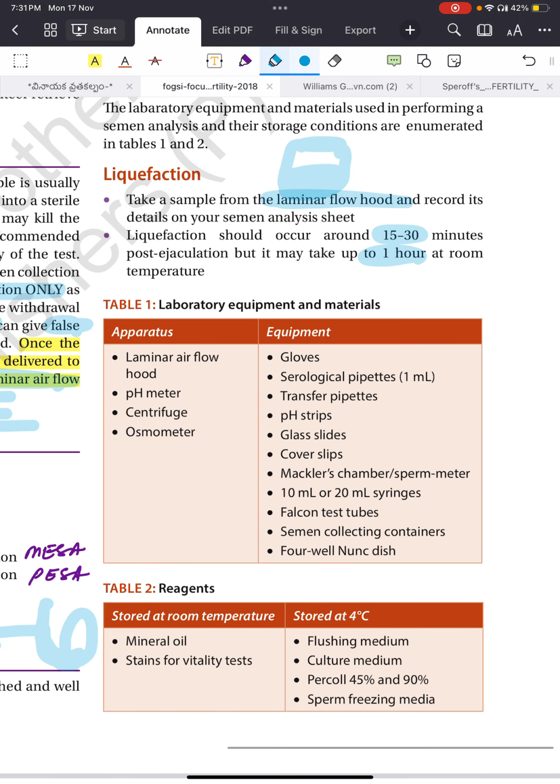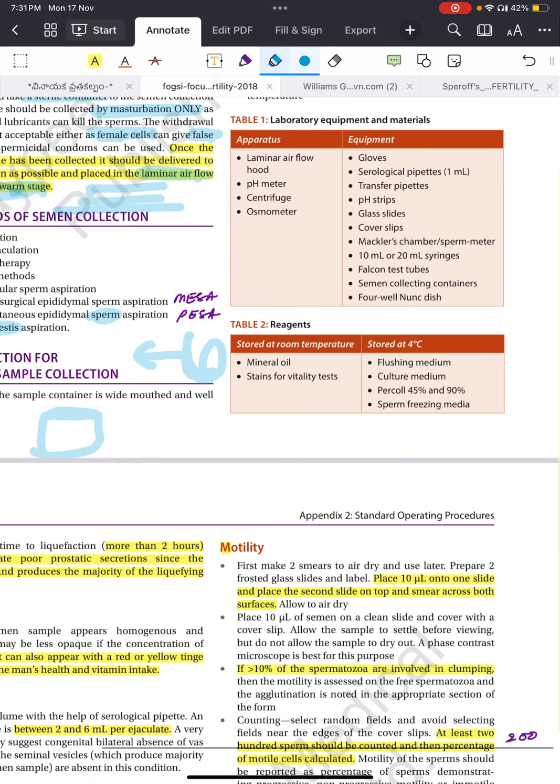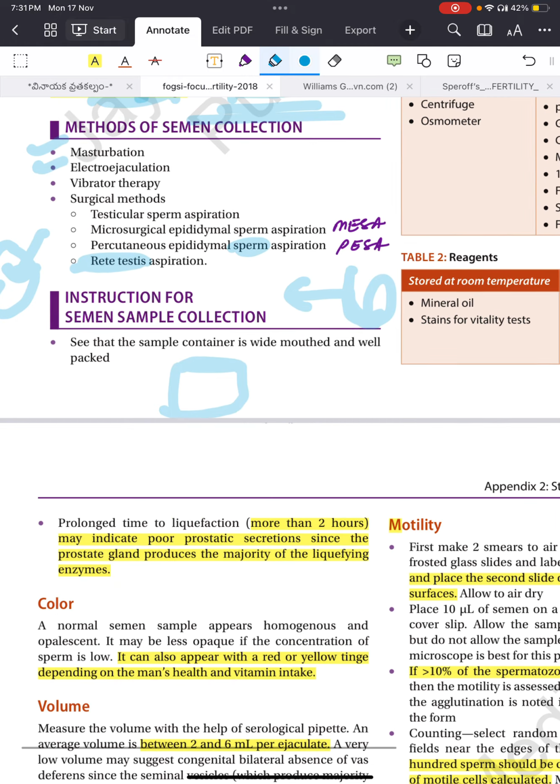If liquefaction takes a long time, more than 2 hours, that indicates poor prostatic secretions, because most of the liquefying enzymes are produced by the prostate. If the semen stays viscous for at least 2 hours, that means liquefying enzymes are not there, which means there is a poor prostatic response.